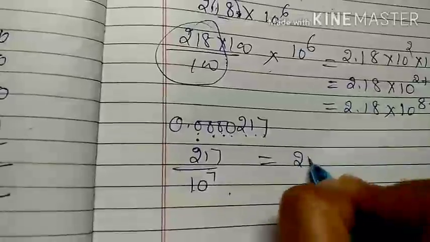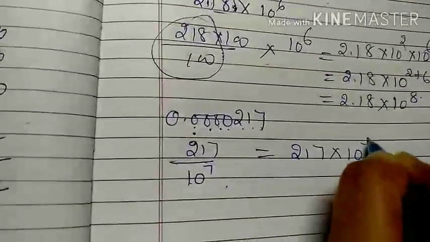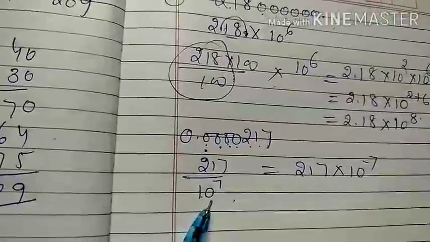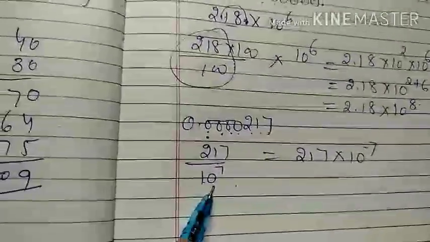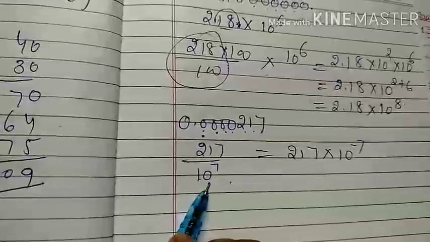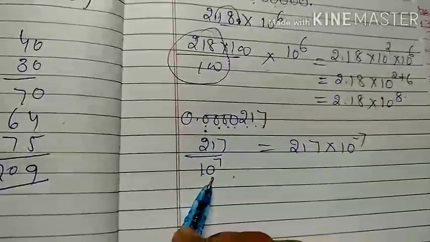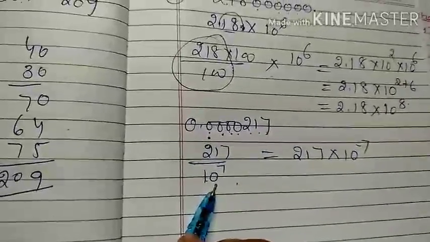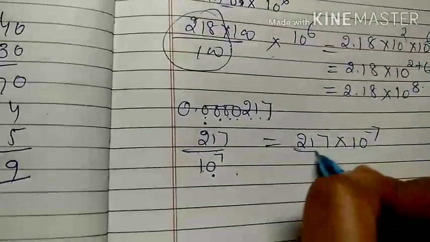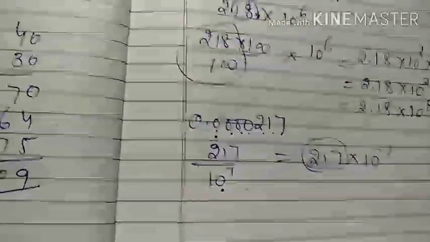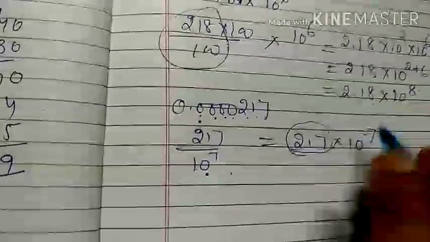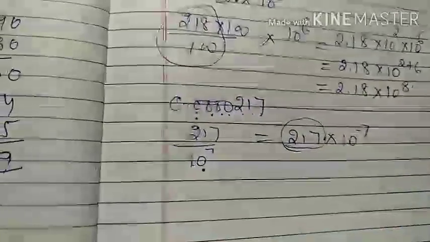So can I write this as 10 raised to power minus 7? Now I move this power of 10 to the numerator by changing the sign of the power. If it is negative, it becomes positive. If it is positive, it becomes negative, in reciprocal. Now the next condition is that you have to target the decimal places. If there are no decimal places, consider that the decimal is here.